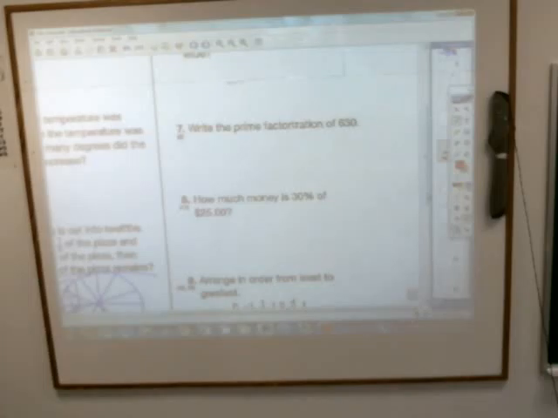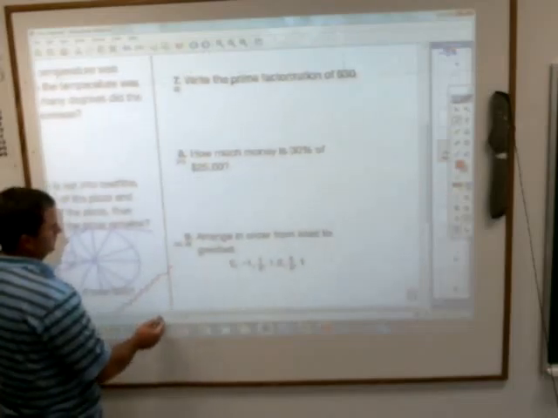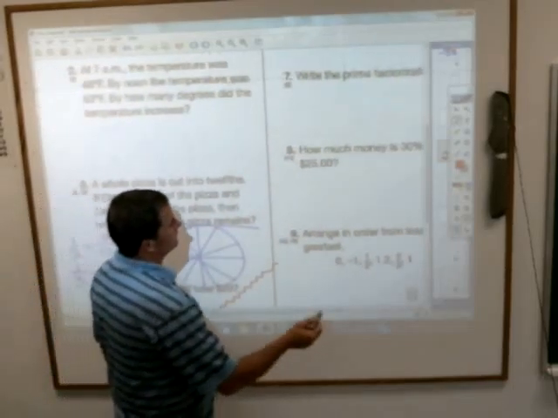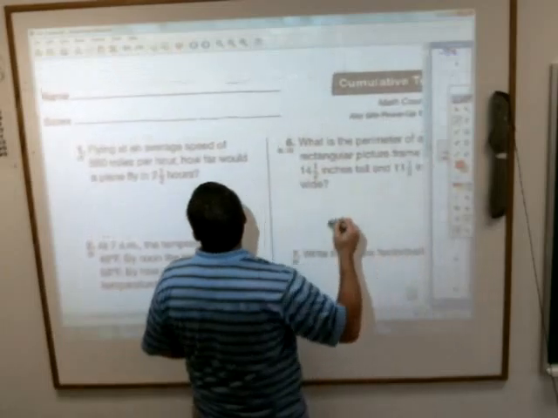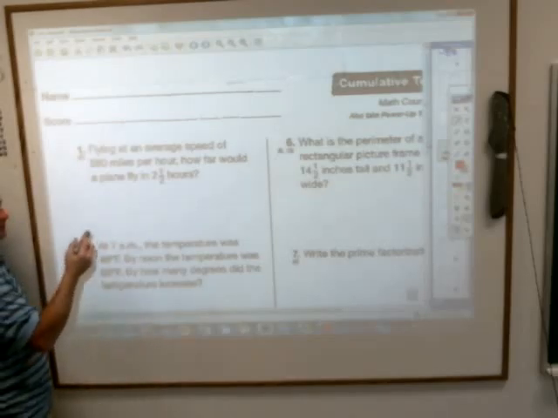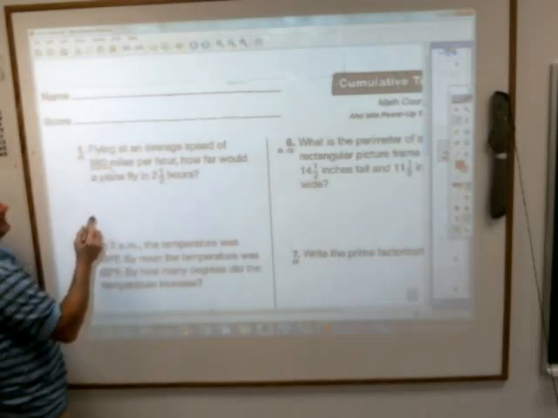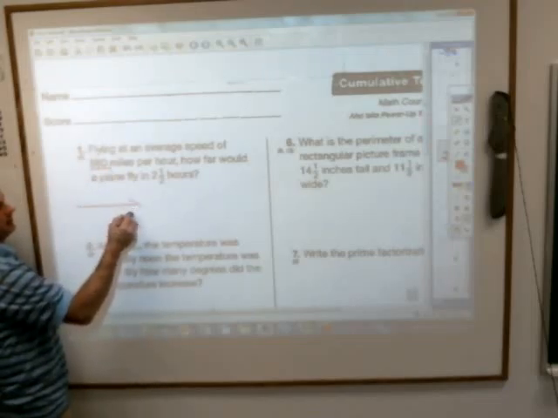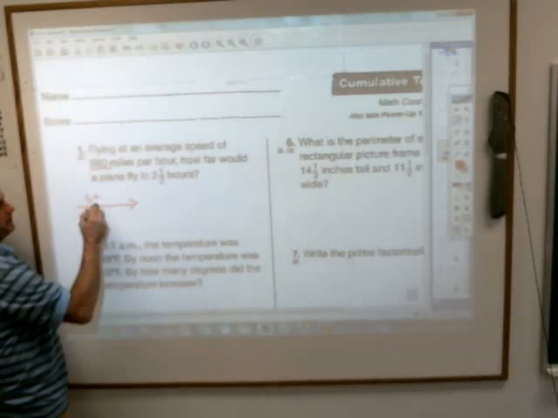Josh, can you do number 1 on the board? What does number 1 say? Flying an average speed of 580 miles per hour, how far would it go in 2.5 hours? And again, Josh, I like to just sketch myself a little picture. I'm going 580 miles per hour. So in 1 hour, I go 580 miles.